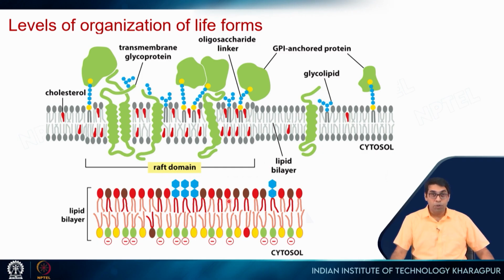Also, it is important to note that the two leaflets of the lipid bilayer do not have the same composition of lipids. So, the lipids on the outer membrane versus the lipid on the inner side. This is the cytosolic part and this is the extracellular part. They will have different composition, and this is also something that is important. We will see when we discuss cellular apoptosis.